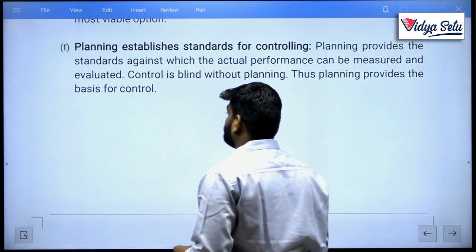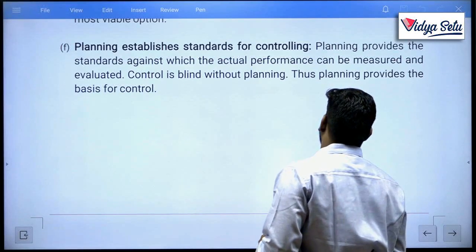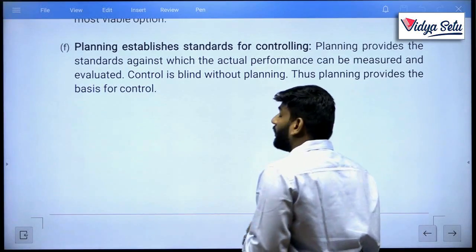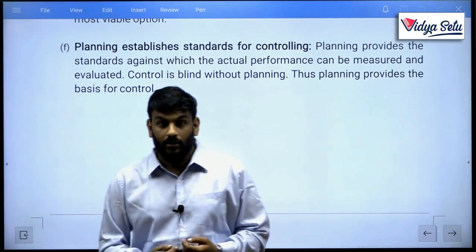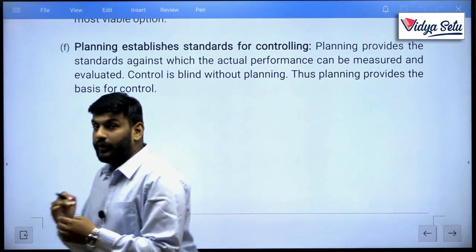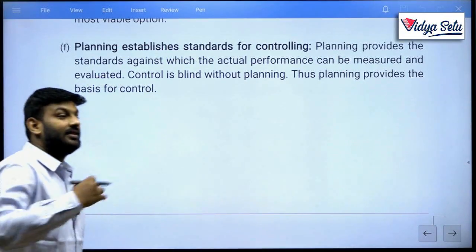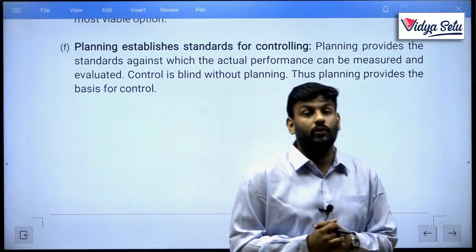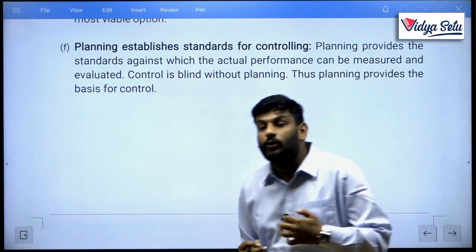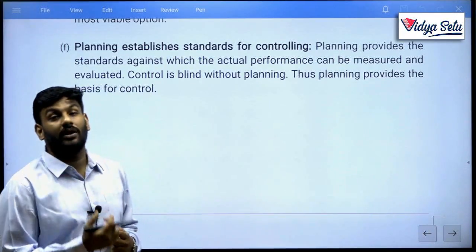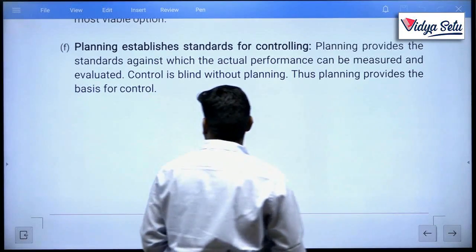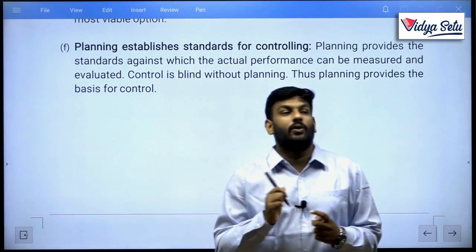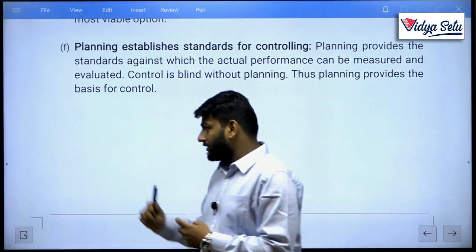Planning provides standards against which the actual performance can be measured and evaluated. Control is blind without planning. You can't do control when you don't have planning, because if you have planning, then you know what should be done and when. What is the first step, what is the next step, and the sequence you should know. But if you don't know the plan, then you don't know how to control that particular plan or strategy. Thus, planning provides the basis for control. Clear, my friends?